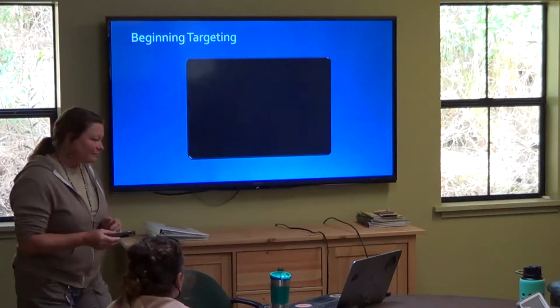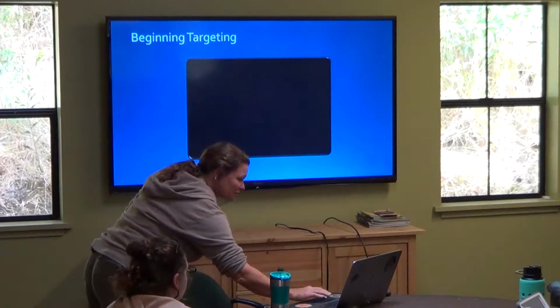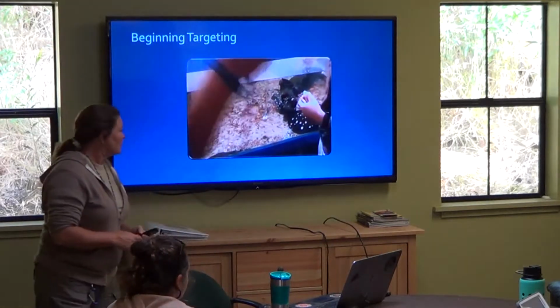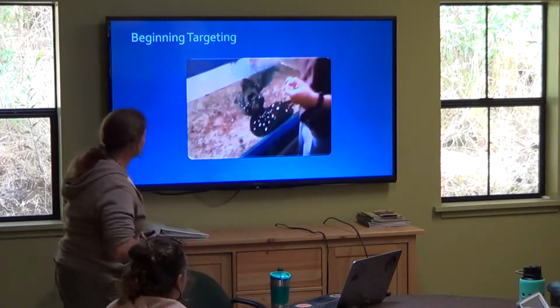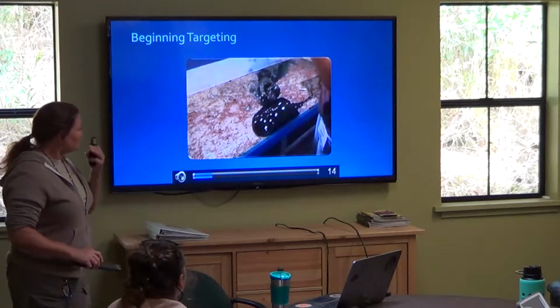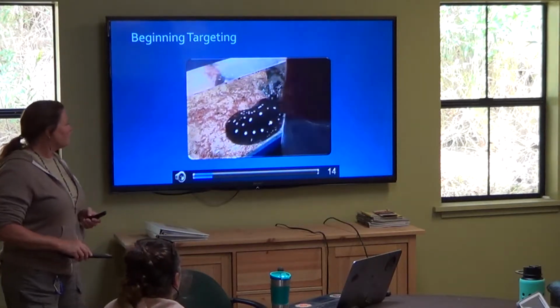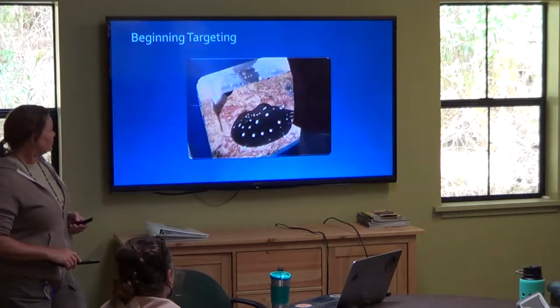You don't want to train them to ignore it by holding it in a kind of sloppy way. So when you start introducing targets to animals, you might just present it in front of them, and they'll begin to move towards it. Even a little raise.